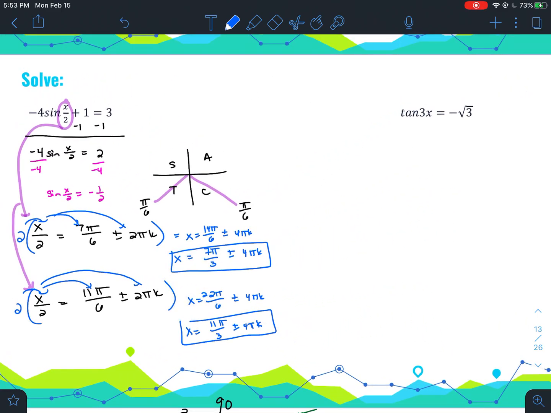All right, we have tangent 3x equals negative square root 3. So again, the trig function's already by itself, so we want to know when tangent's negative. And remember, for tangent, you only have to look in the first and second quadrant, because tangent repeats itself after that, because the period is equal to pi. So I only have to go between 0 and pi to look for tangent. And I want it to be negative. Tangent's negative in the second quadrant. And tangent is square root 3 at 60 degrees, so pi over 3. So I need the pi over 3 in the second quadrant.